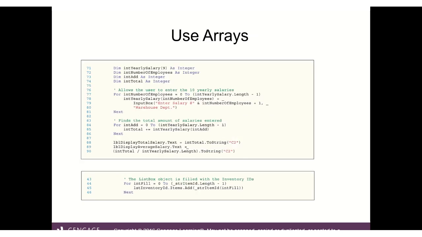The next part is, how do you use an array? Here you can start a For loop. Here intYearlySalary has 10 yearly salaries, so the index goes from 0 to 9, and each yearly salary is whatever you enter in an input box. You start the For loop and then do Next, so you iterate over the loop. Then you get the total, and you can show the total salary as well as the total divided by the yearly salary length, the per employee salary, kind of an average salary. Then the list box is filled with the inventory IDs. We have done it during our class project.